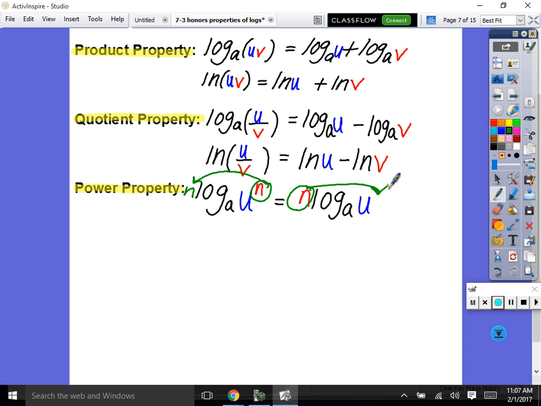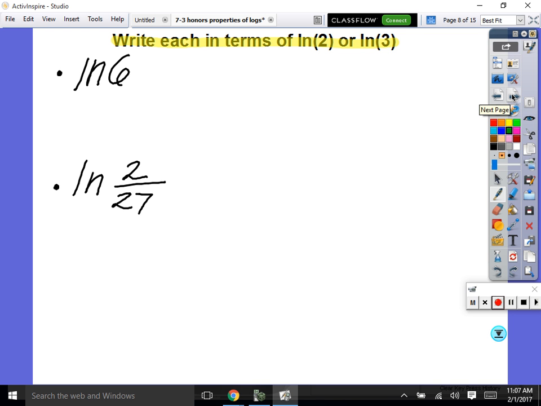Yep. No, just the u, just what's inside here. Anything that's inside the logarithm will be up here. Good question. All right, we have those written down. Now it's just fun. This is the fun stuff. Let's start practicing. Okay, so it says write each in terms of ln of 2 or ln of 3.